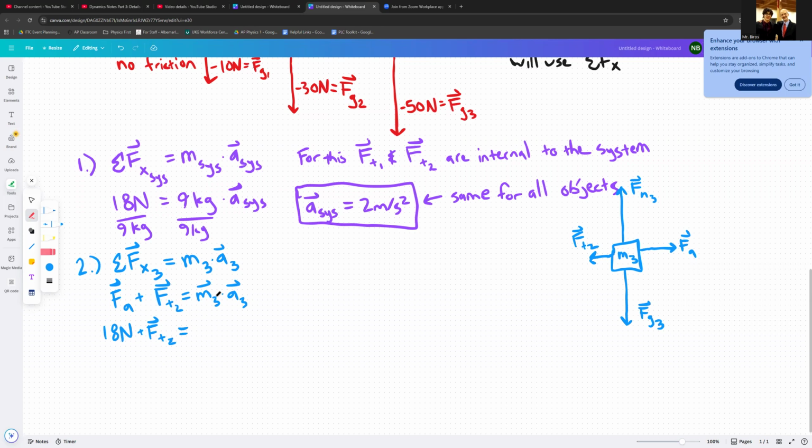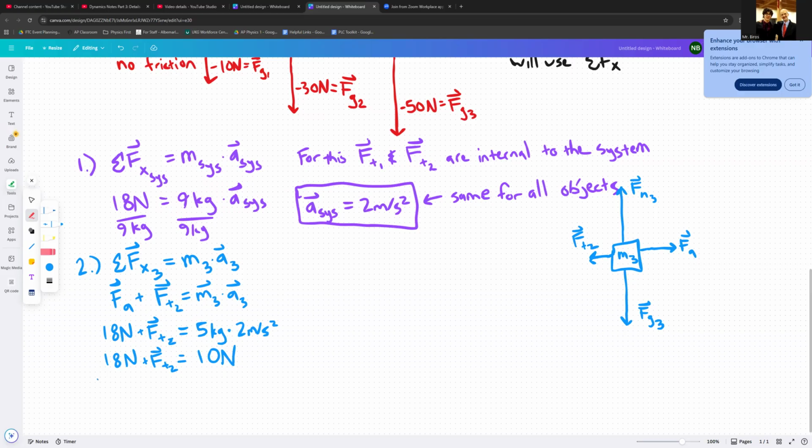And then we know the mass. This is our 5 kilogram object. We're not doing the whole entire mass. We know the acceleration, which we got just up there, 2 meters per second squared. We found that was the acceleration of the system, and it's also the acceleration of each individual object within the system. Okay, so we can do this here. 18 newtons plus Ft2 equals 10. Now, kilograms times meters per second squared, the units here, that is newtons. Mass times acceleration, units of mass times units of acceleration do give us newtons. So we can just say 10 newtons.